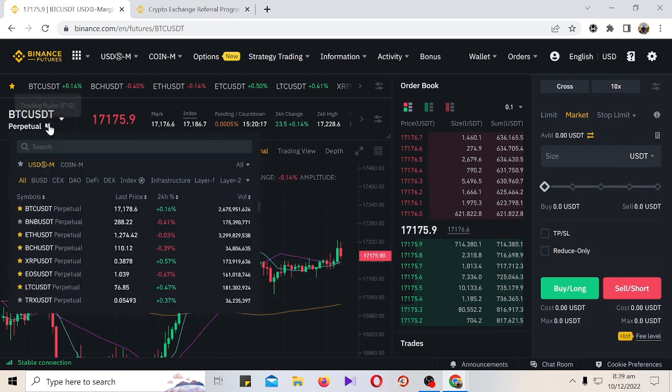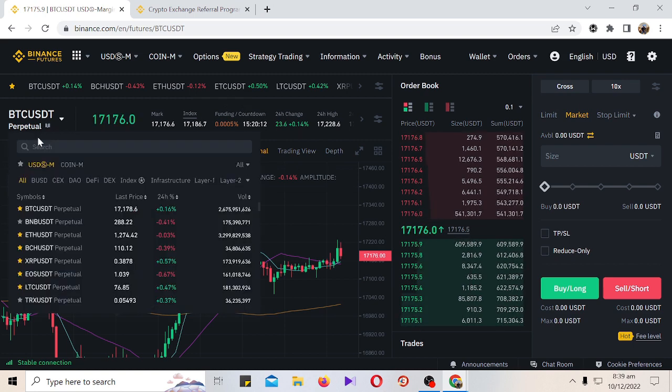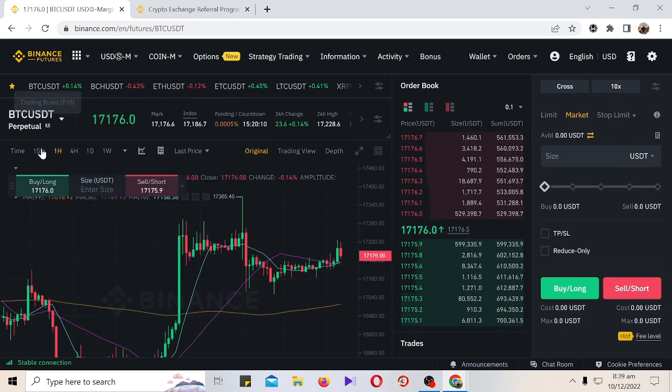The first thing is make sure you are on your Binance USDT-M futures. When you are on it, leave it at BTC USDT. The next thing is change the time frame from 15 minutes to 1 hour. You see, we have 15 minutes, 1 hour, 4 hours, 1 day, and 1 week. Change it to 1 hour.